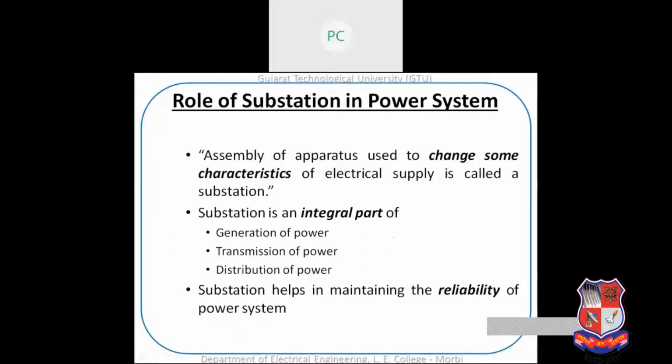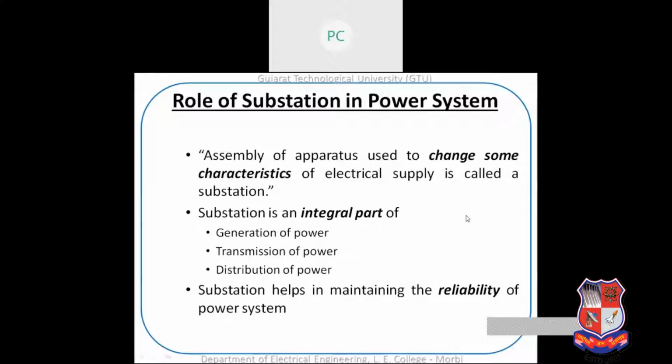Now, when do we have less interruption in power? If our system works smoothly, if everything goes within the plan, then the system will operate smoothly and will have fewer interruptions. If we have fewer interruptions, we can say that the power we are having is reliable power, right? So substation helps in maintaining the reliability of the power system. This is very important. This is the prime concern why we are having the substation. With the presence of the substation, the reliability of the power system can be improved as well as maintained, right? This is the role of substation in the power system.